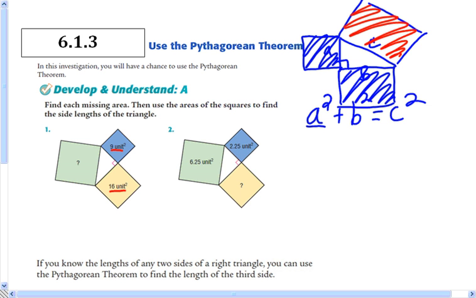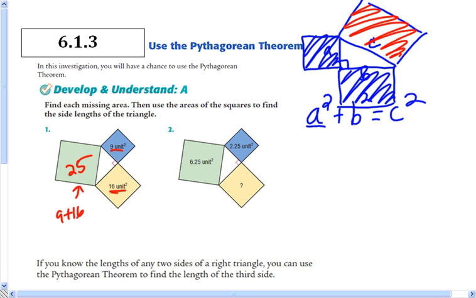Now 9 isn't the length of the side here. 9 is actually the area of that square, and the area of this square is 16. So that means this green shaded area is the sum of those two: 9 plus 16, which is 25. So go ahead and do the next one, see if you can figure it out. Pause right now.